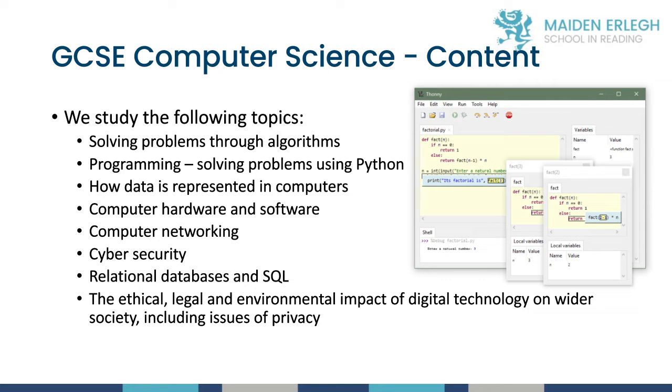We study relational databases and structured query language, looking at how we can build systems to store complex quantities of data and manipulate them. And finally, we look at the ethical, legal, and environmental impact of our use of computers, and in particular, there is a strong focus on the issues of privacy arising from the way that technology is constructed.